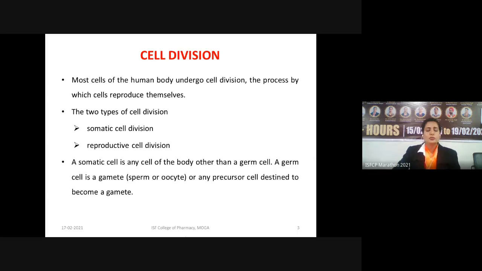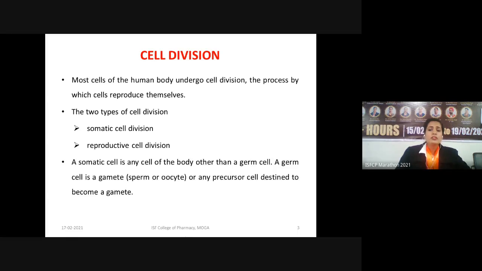So there are two types of cell division. The first type is known as somatic cell division, and the other is known as reproductive cell division. So what is the difference between somatic and reproductive cell division? Before going into that, we must know what a somatic cell is, which undergoes somatic cell division, and what a reproductive cell is, which brings about reproductive cell division. A somatic cell is a cell of our body other than a germ cell, or other than a reproductive cell.